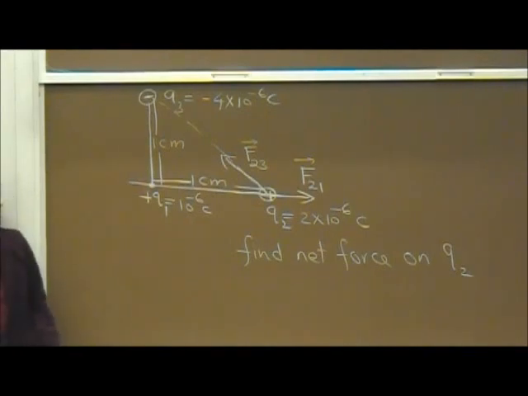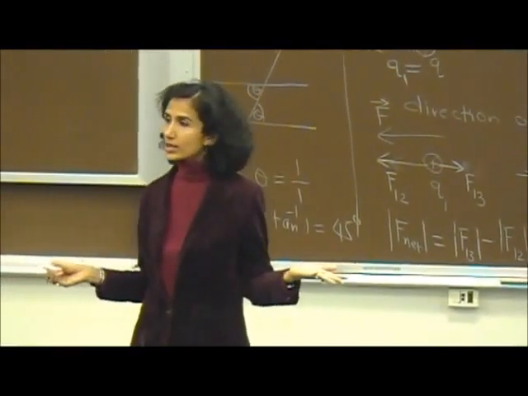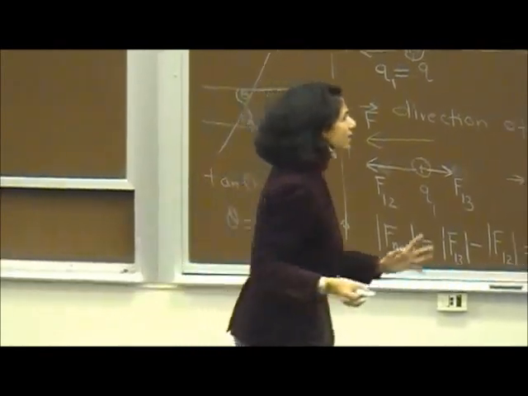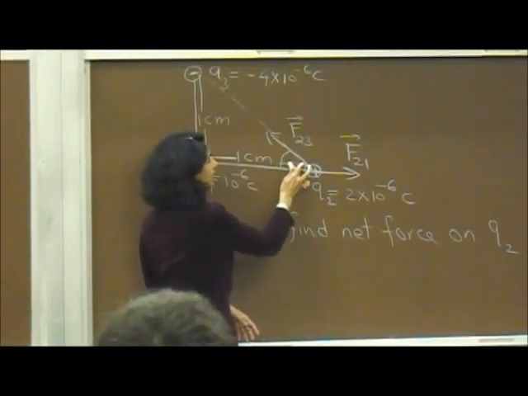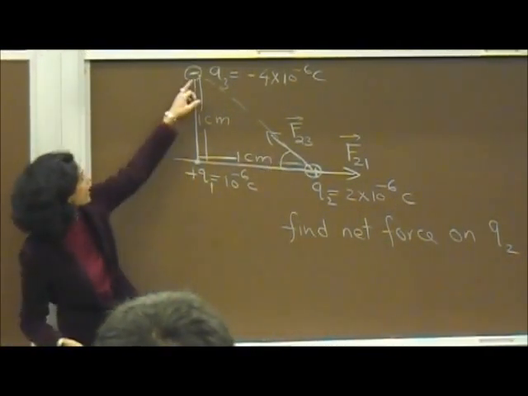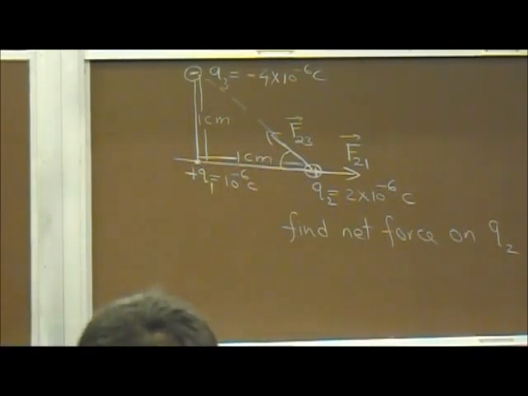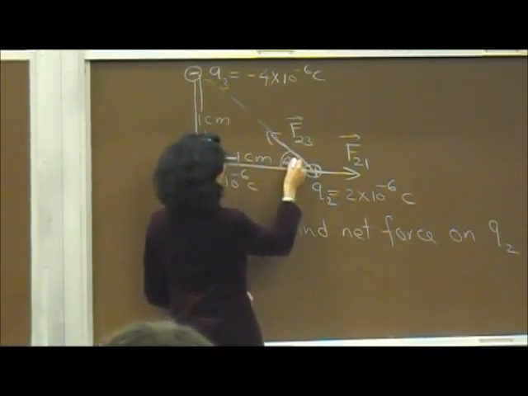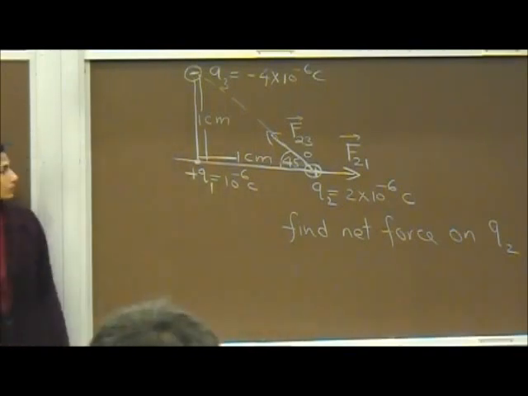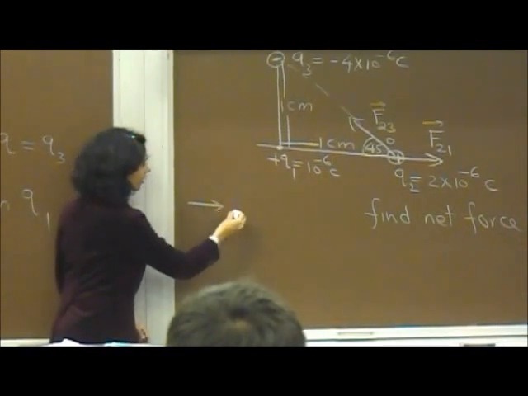And that's it. At this point, all I have to do is get back to how to add these vectors, using the method you have learned in physics 1, Chapter 1, remember? So basically, we have to add these two vectors. Now, I do need to know what this angle here is. Do I know that angle? Yeah, again, if this is 1 centimeter and this is 1 centimeter, 45. We can again use exactly the same reasoning as here, and we can see that this angle must be 45 degrees.